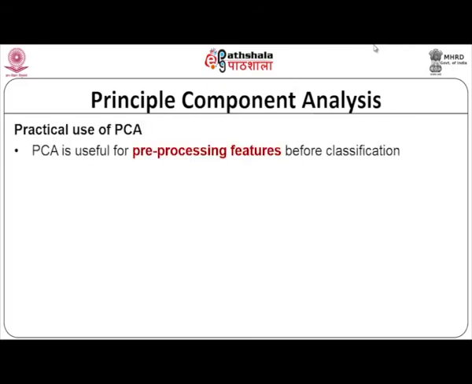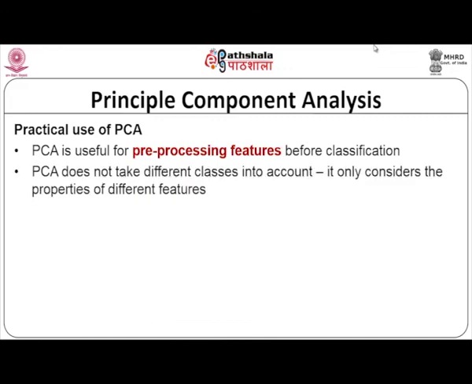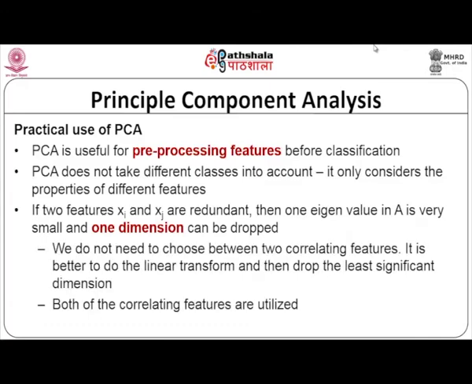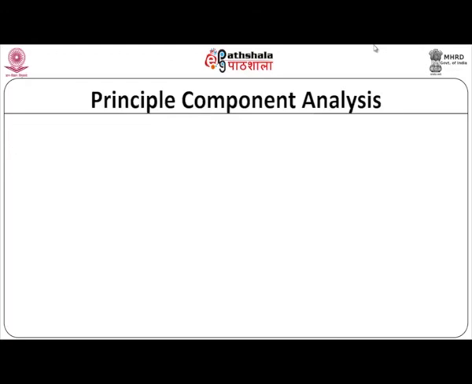The practical use is pre-processing before classification. It does not take different classes into account, it only considers the properties of the different features. We are not bothered about the classes here. If two features xi and xj are redundant, then one eigenvalue in A is very small and one dimension can be dropped. So, we do not need to choose between two correlating features, it is better to do the linear transformation and then drop the least significant dimension. So, we are not choosing the features, we are doing the processing and then dropping the least significant. Both the correlating features will be utilized.